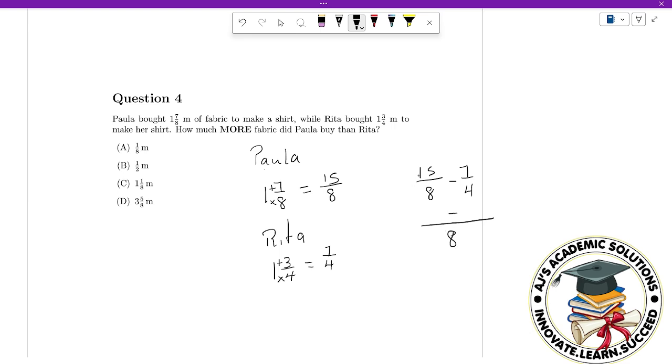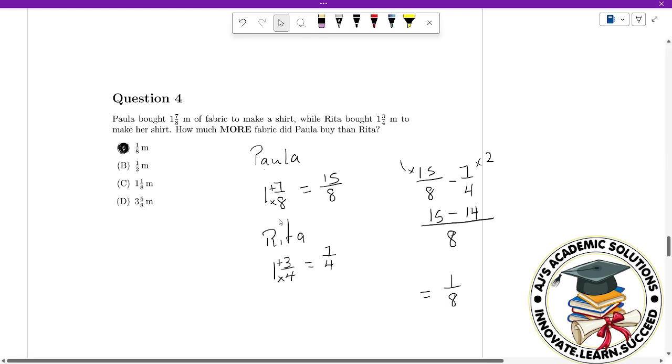So 8 divided by 8 would give us 1, and 8 divided by 4 would give us 2. 1 times 15 is 15. 7 times 2 is 14. Therefore, it's 1/8 more. So this means our answer here is going to be A.